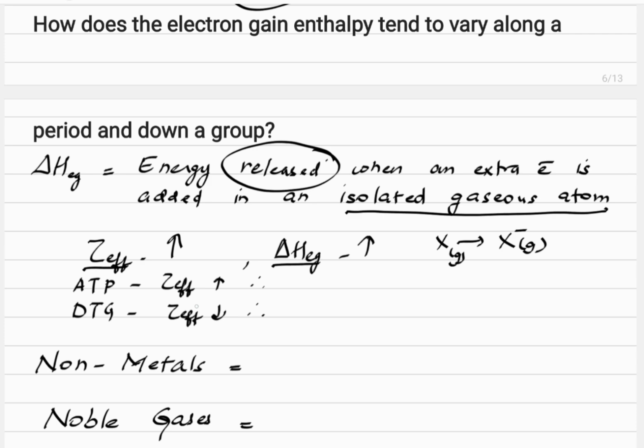Now along the period, as we know that Z effective increases, obviously electron gain enthalpy is going to be high, but we don't say that. We say that electron gain enthalpy becomes more and more negative. Same way down the group, since Z effective decreases, electron gain enthalpy becomes less and less negative, or you can say more and more positive.